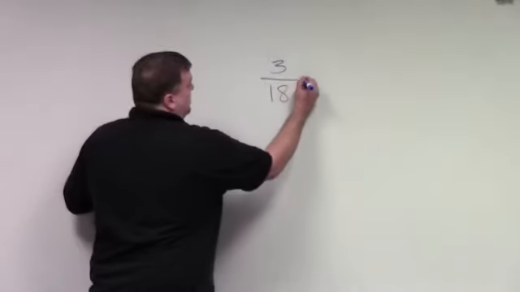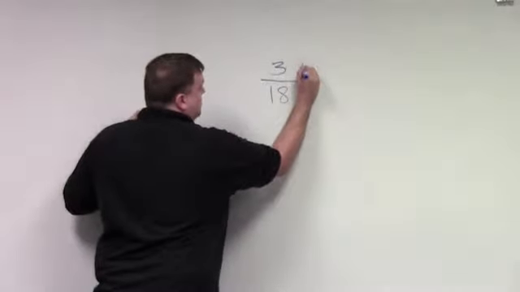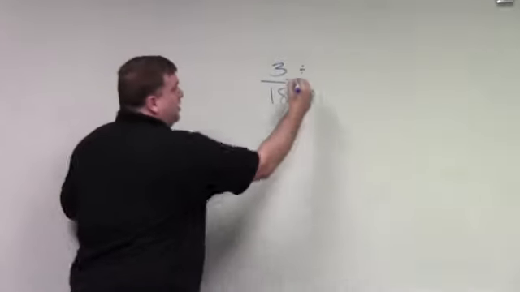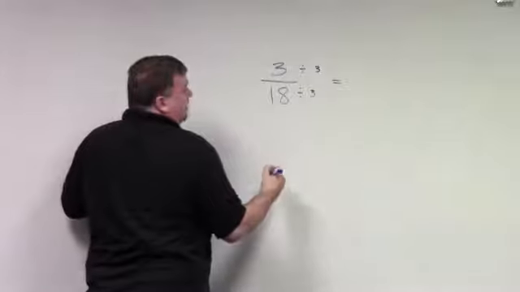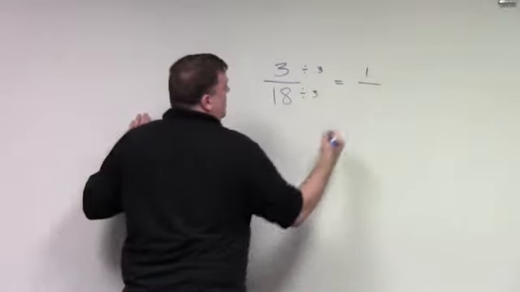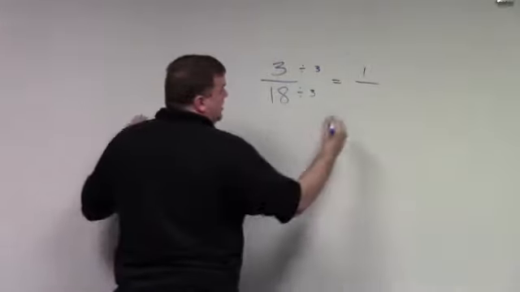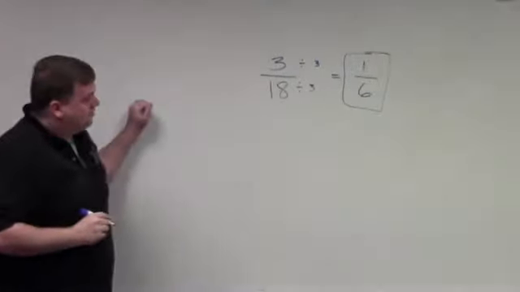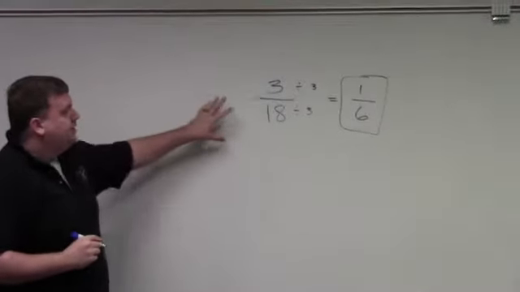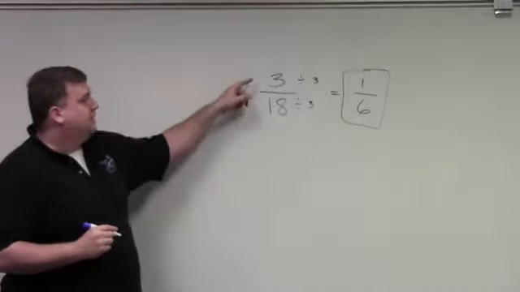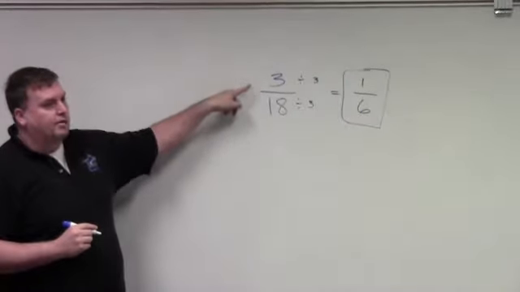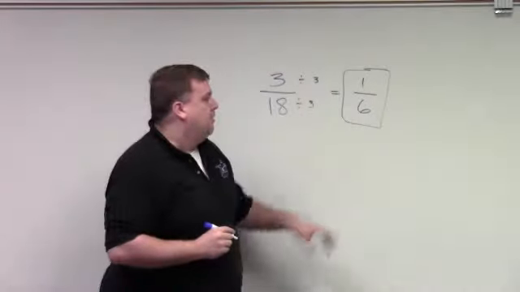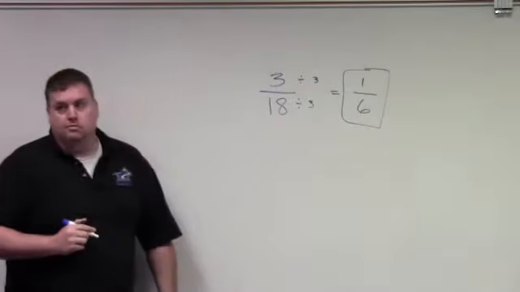What's a common number that goes into both of them? 3. So we can divide top and bottom by 3. So 3 divided by 3 is 1, and 18 divided by 3 is 6. And that would be our reduced fraction. The most common mistake we see on this type of problem is somebody will write 6 because they think the division goes this way, that 3 can go into 18 6 times. But that's incorrect. We have to keep the same proper fraction. Any questions on that one?